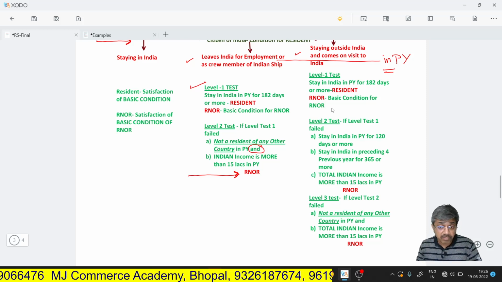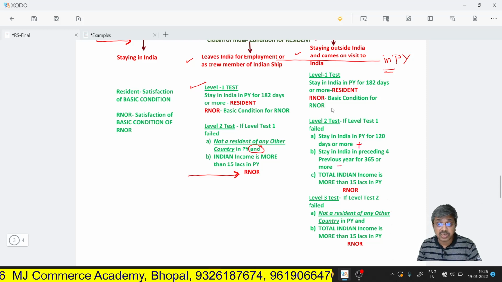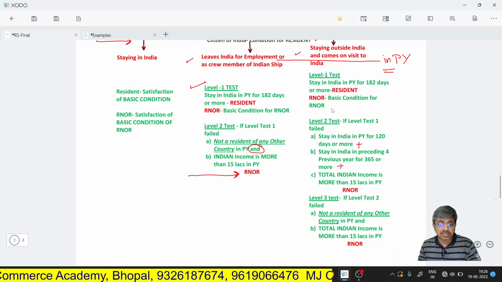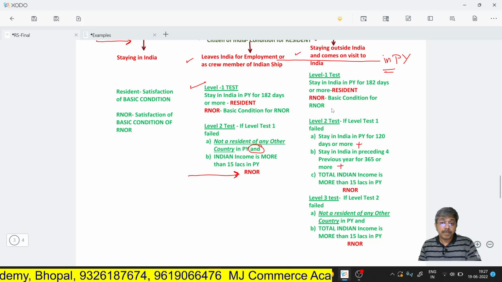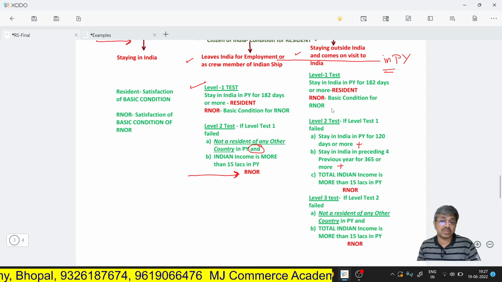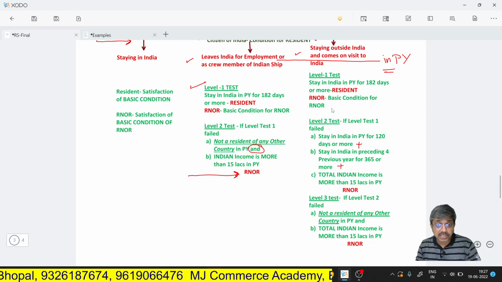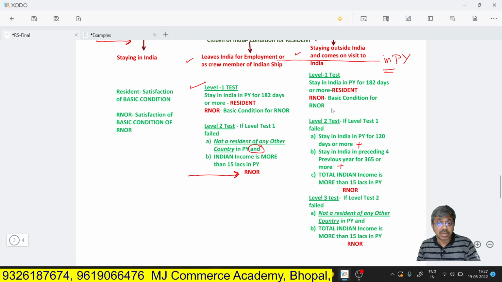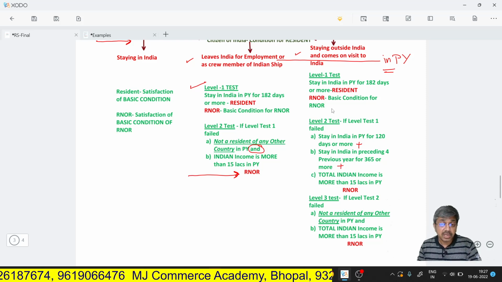Now if an individual of this category satisfied all 3 conditions, then directly he will be called resident but not ordinary resident. Stay in India in previous year for 120 days or more, plus stay in India in preceding 4 previous years for 365 days or more, plus total Indian income is more than 15 lakhs. This level 2 test will apply only if level 1 test fails. Say if an individual comes to India for 120 days, obviously he is out of this test. So you need to test level 2 test.